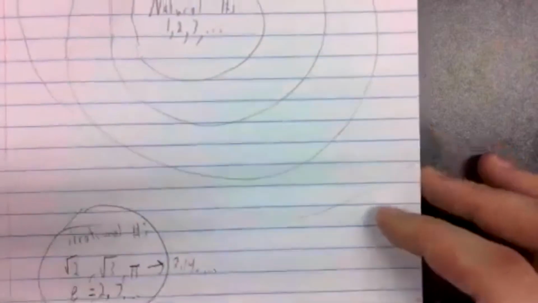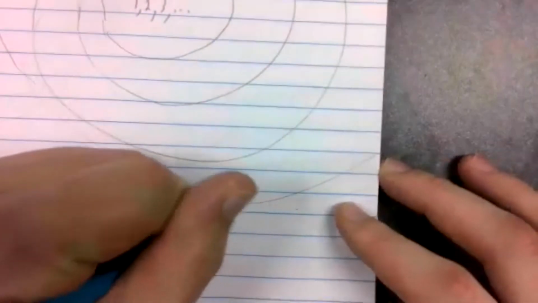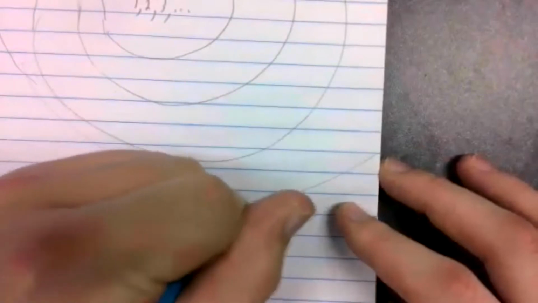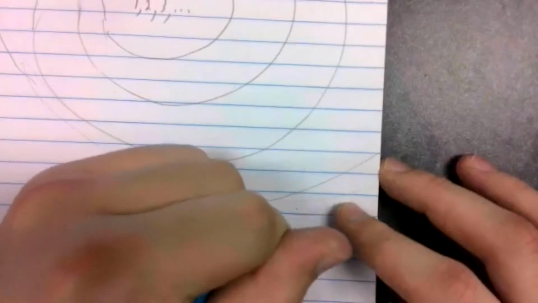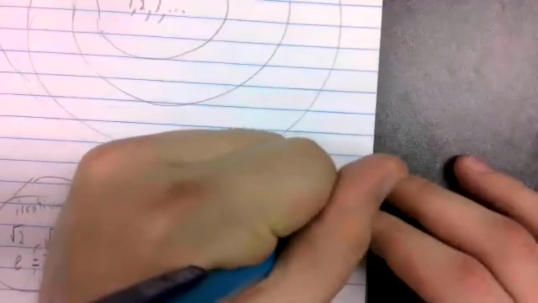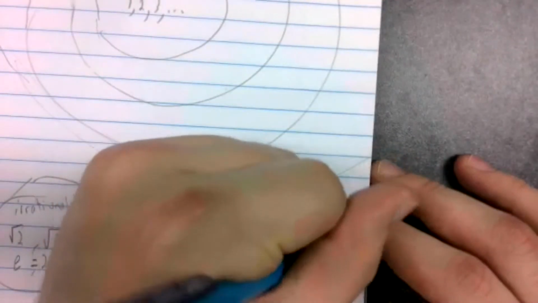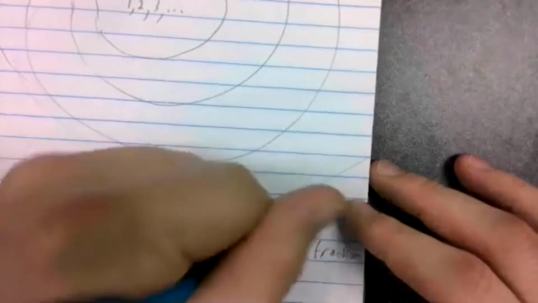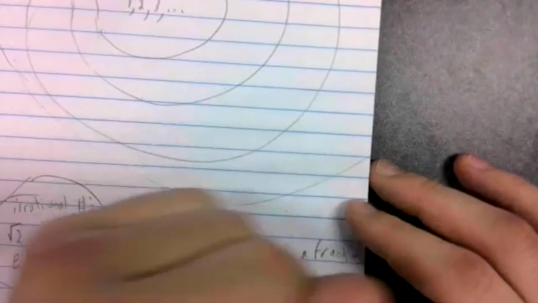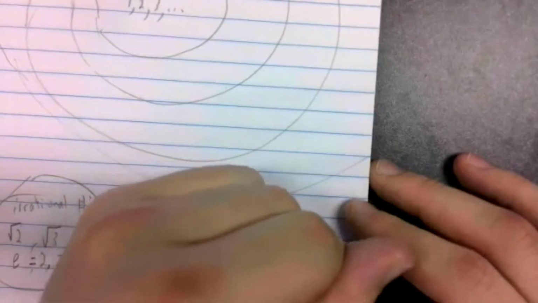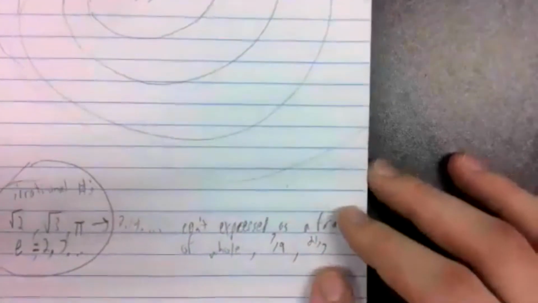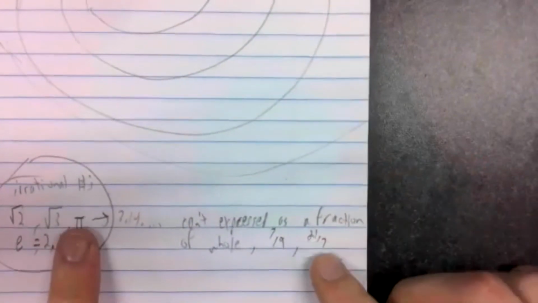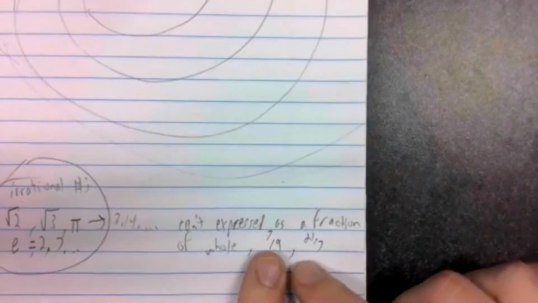Okay? So these numbers can't be expressed as something like this, like a fraction of whole numbers. So they can't be expressed as like 7/9 or 22/7. I know that's a good approximation of pi, but it's not the exact same number, right? So they can't be expressed as a fraction.